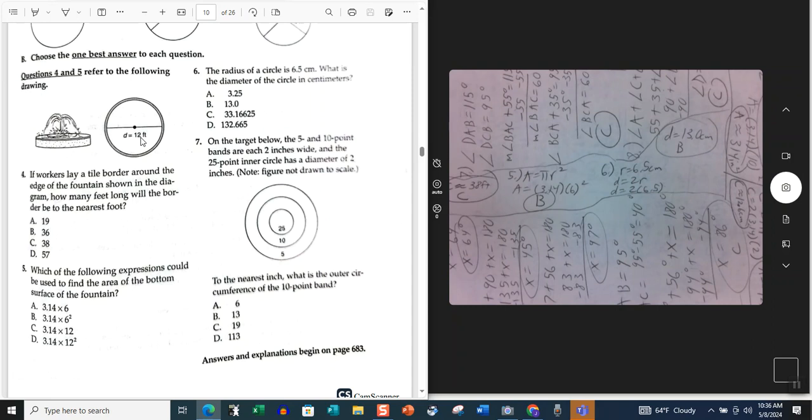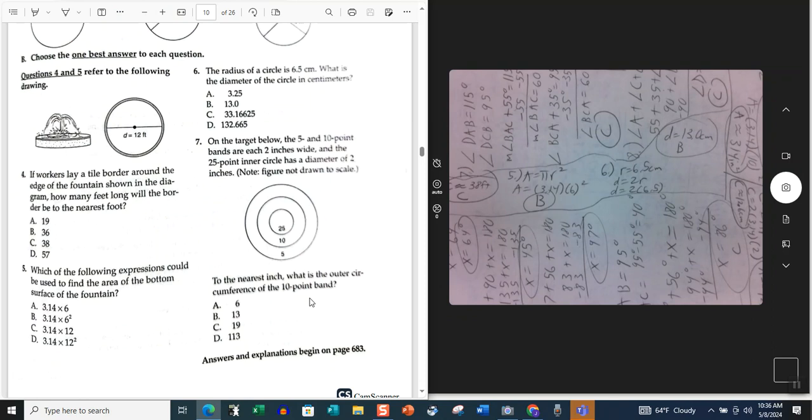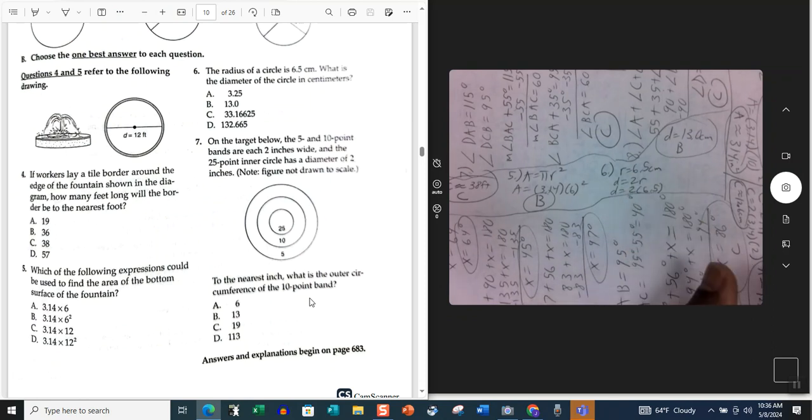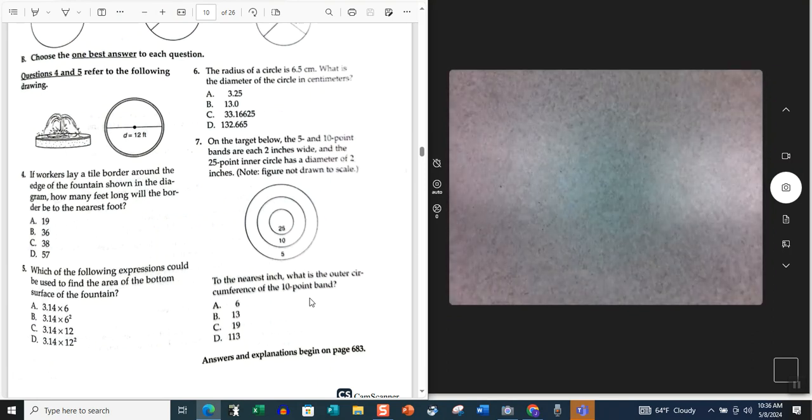And just to show that in your calculator, we would do 2 times 6.5. It gives us 13, but we know 13.0 and 13 is the same thing. So that took care of problem number 6. Okay, now problem number 7, which is our last problem from this lesson here.